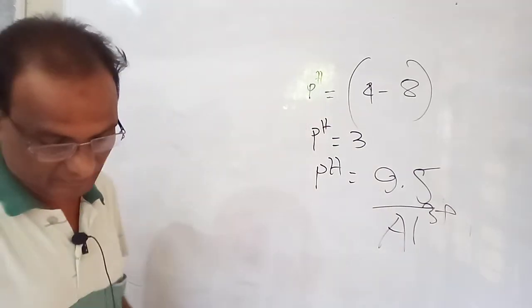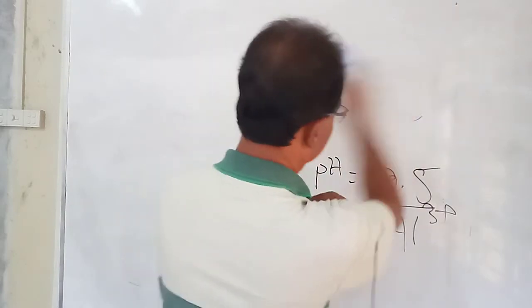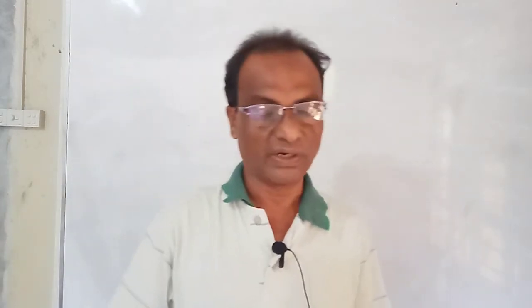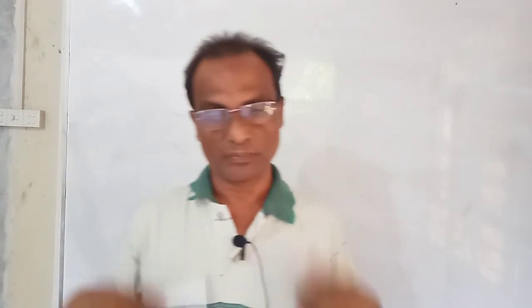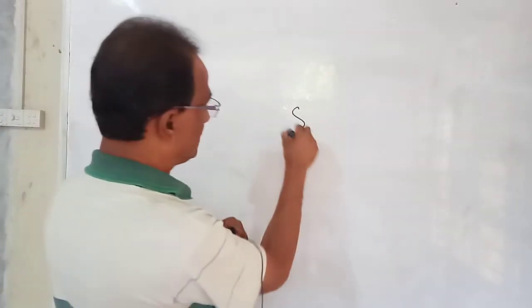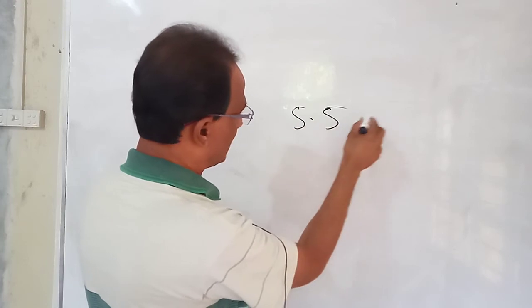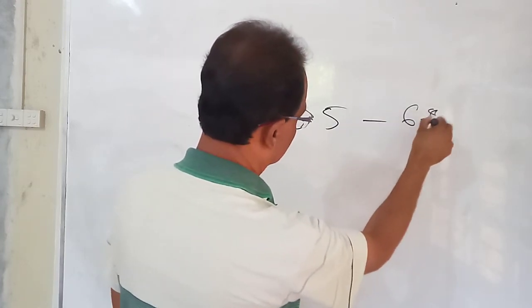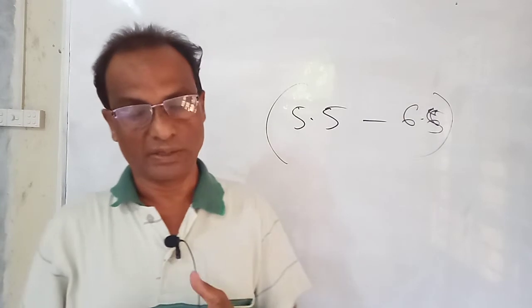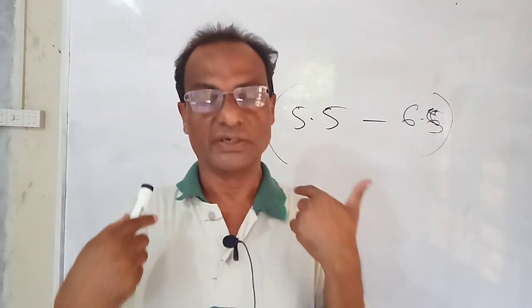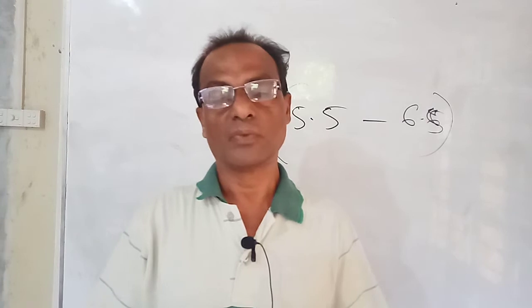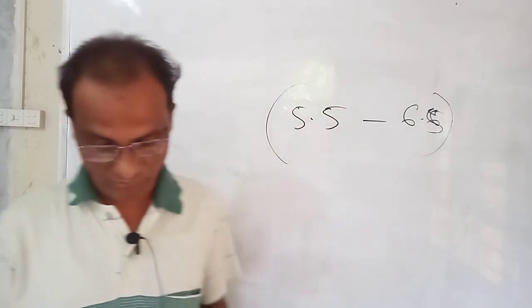Again, for some industrial products, we have to know the pH of our skin, which is 5.5. If it is changed to 6.5, it is okay. Otherwise, we may be affected by bacterial disease, allergic disease, or air pollutants.